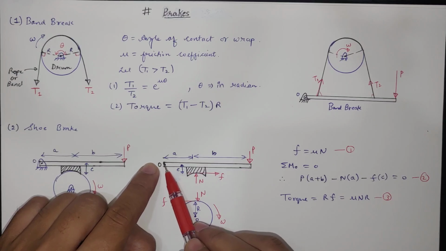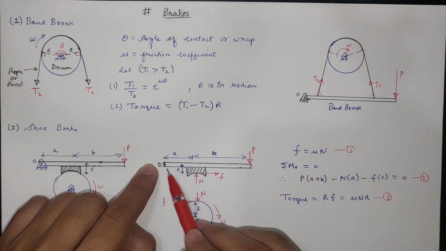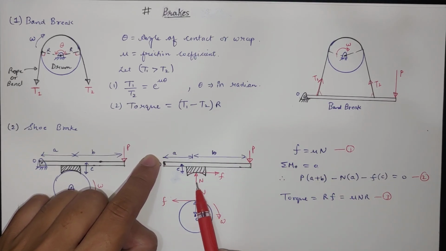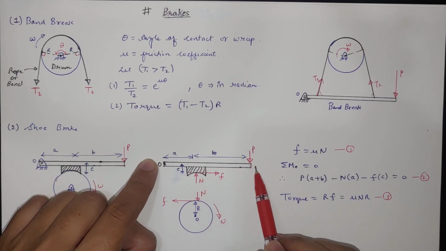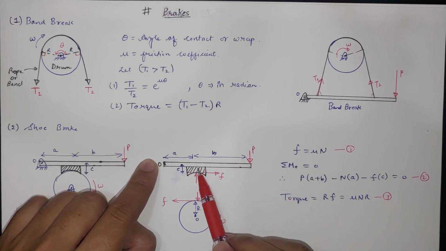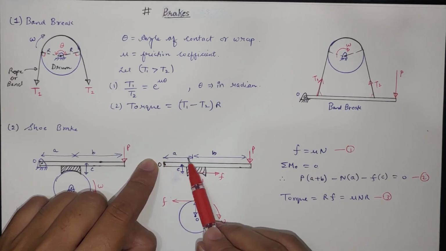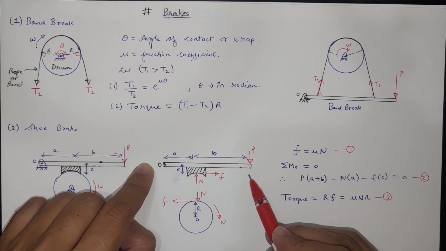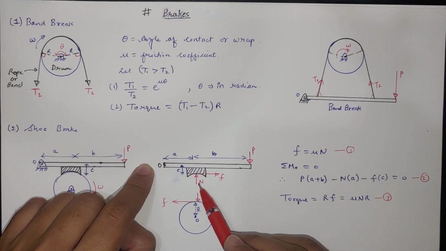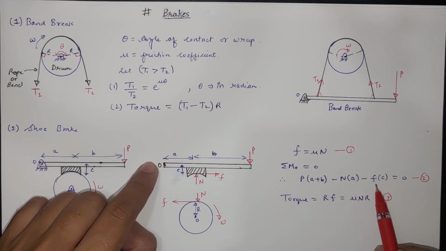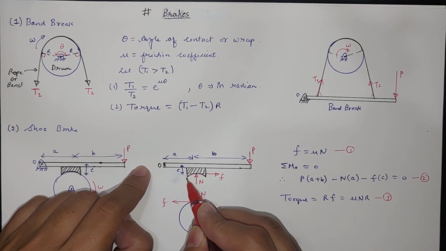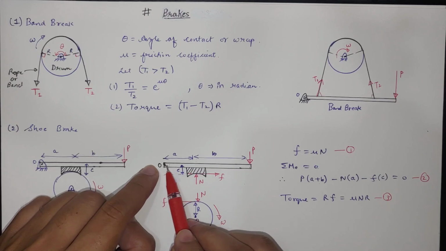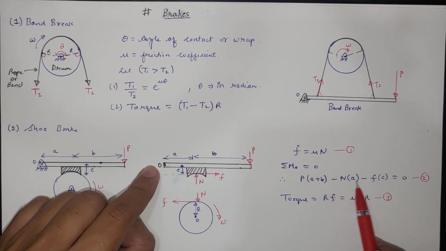Now if we take moment at O equal to 0, then we can simply write P into total distance A plus B, minus in the other direction, because N is upward and P is downward, so if we take P positive, N will be negative, so minus N into A. And friction is also rotating it counterclockwise, same as N, and opposite to P. So P is giving moment in the clockwise direction, N and F are giving in the anti-clockwise direction. So minus F into C. C is the vertical distance from the point O to the average friction line. So this is how we can write this first equation.